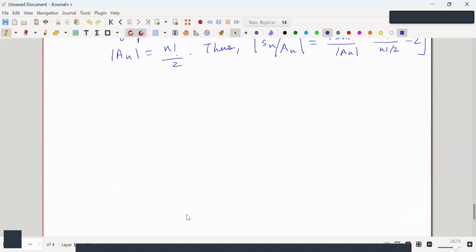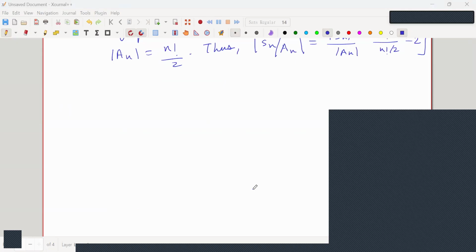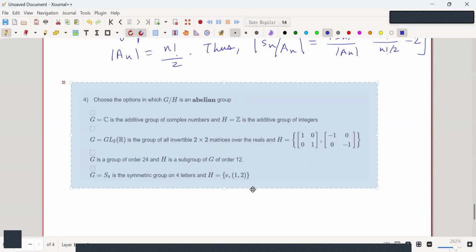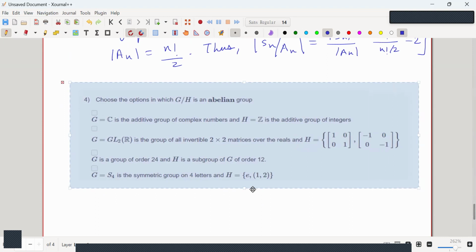So let's do the fourth part. Choose the options in which G by H is an abelian group.